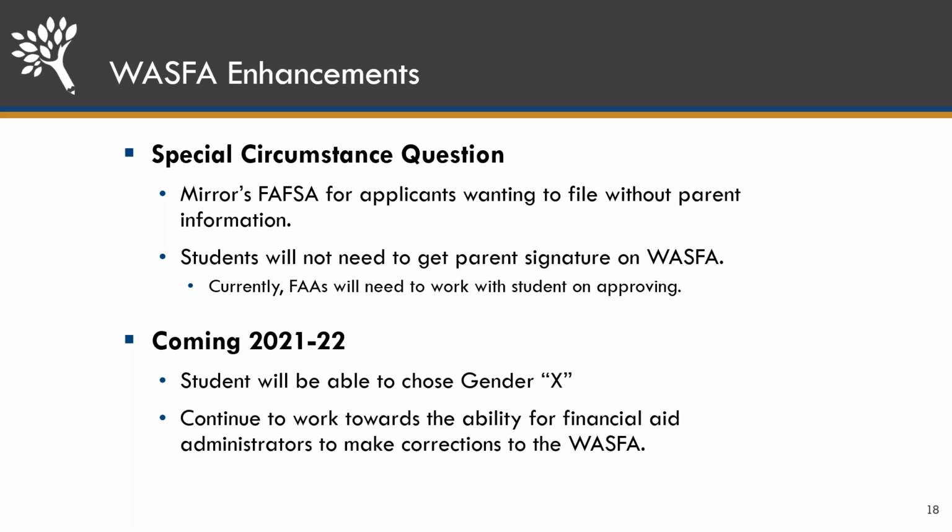If you decide that you're going to approve it, you would just use the information submitted as is. However, if you decide not to approve their special circumstances, you're going to want to work with the student and ask them to resubmit their WASFA, adding in their parent information. And then you would reevaluate after they do that.